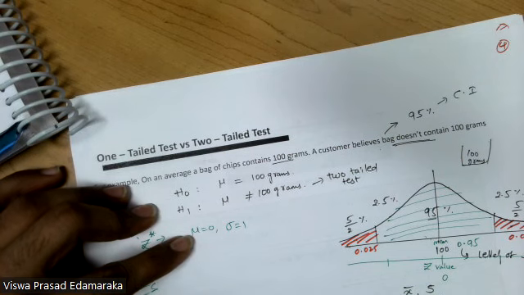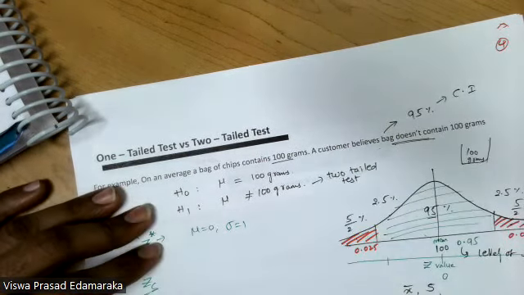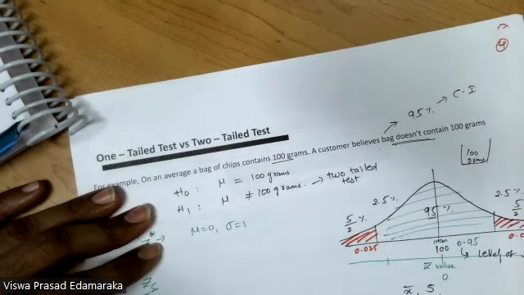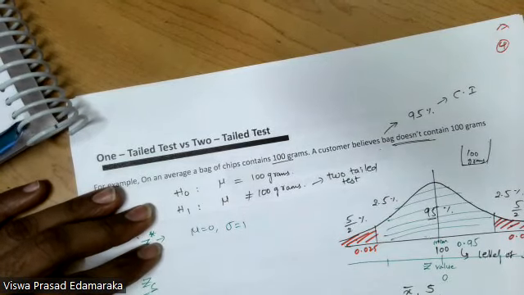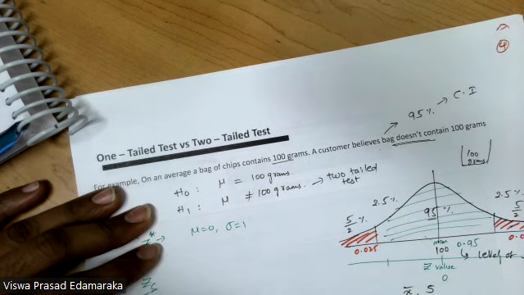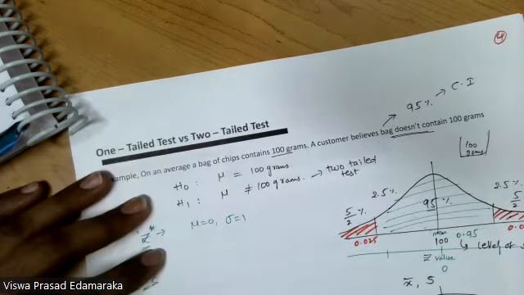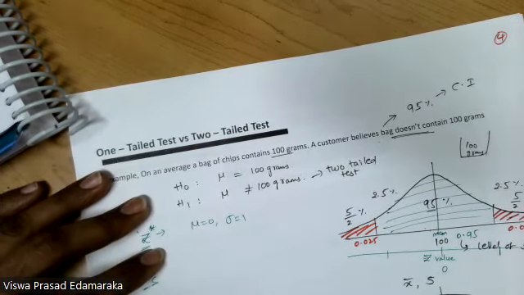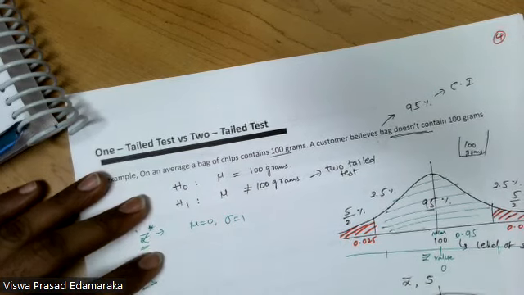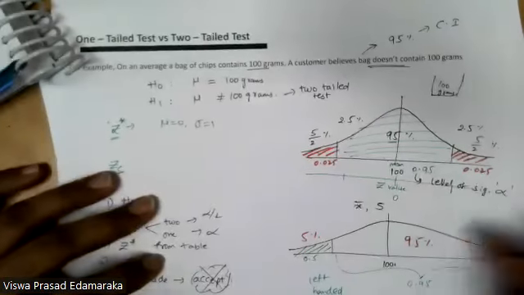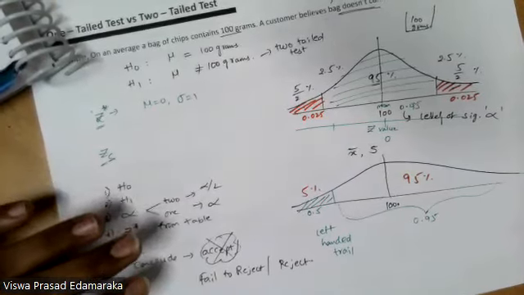This is 100 grams. If the customer believes the bag contains less than 100 at 95%, this is 5%. So the green area will have 0.95, the entire area will have 1. This is a left-handed test, and if it is on the right side, it is a right-handed test. In total, it is a one-tail test. It will help in calculating Z star values.